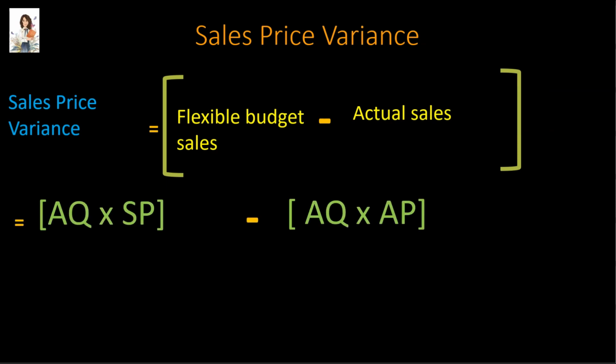This can be written as actual quantity sold multiplied by the standard price minus the actual quantity sold multiplied by the actual price. Simplifying this further, we take actual quantity outside the brackets and then we get SP minus AP, the whole multiplied by AQ.